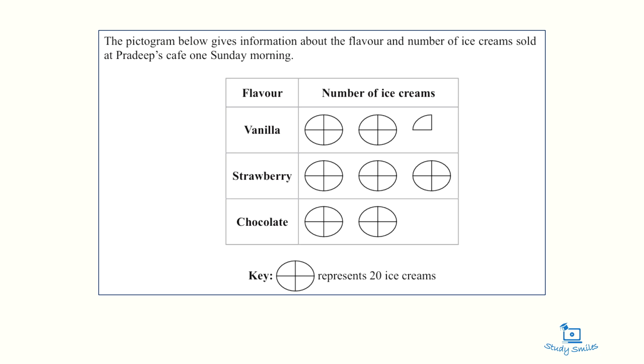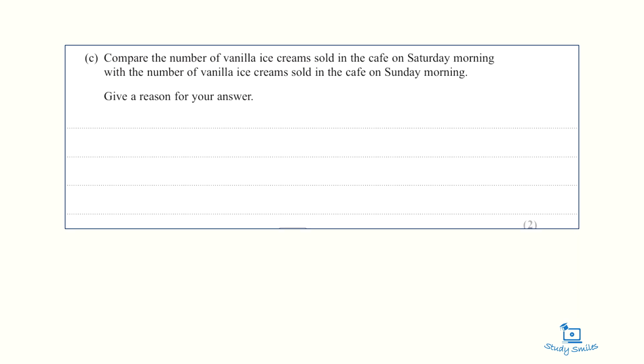The question goes on to give information about the flavour and number of ice creams sold at Pradeep's cafe one Sunday morning with another pictogram and key provided. Part C says to compare the number of vanilla ice creams sold in the cafe on Saturday morning with the number of vanilla ice creams sold in the cafe on Sunday morning, and to give a reason for your answer for 2 marks.